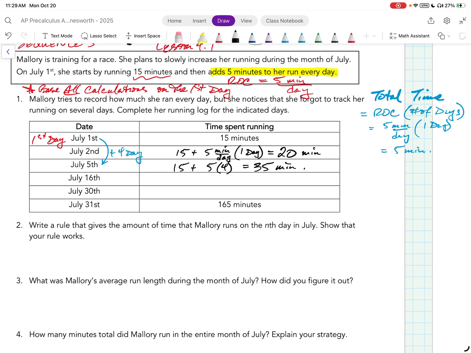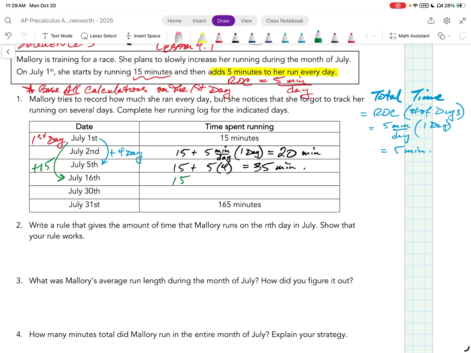So you take the minutes per day, the rate of change, and multiply it by the number of days that we're dealing with, in this case, 4 days. So again, how do you get to the 16th day? Well, to go from the 1st to the 16th, that's an increase of 15 days. And each day of the 15, you're going to increase your run length by 5 minutes.